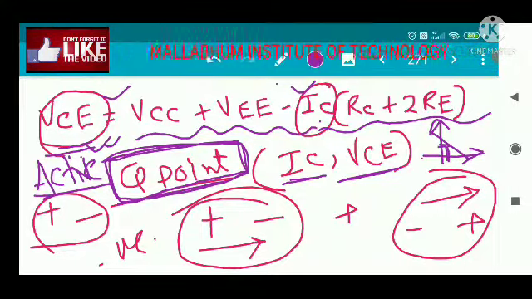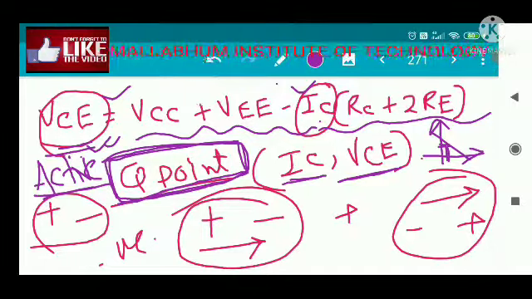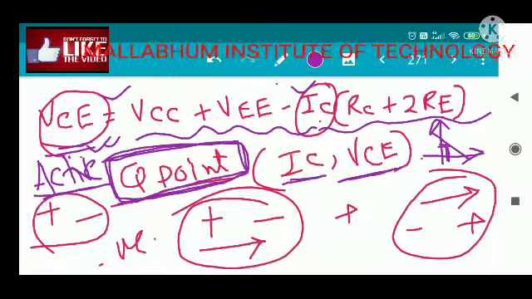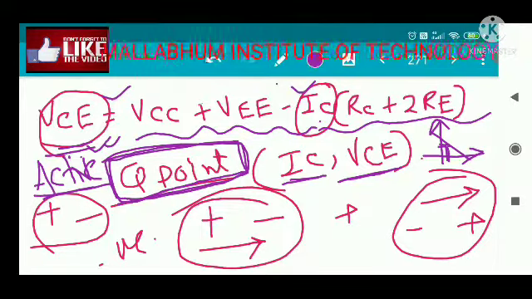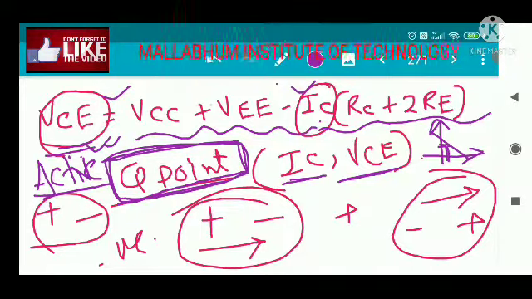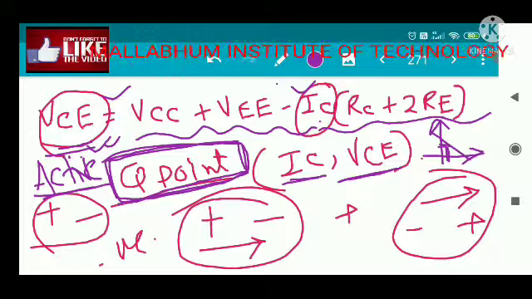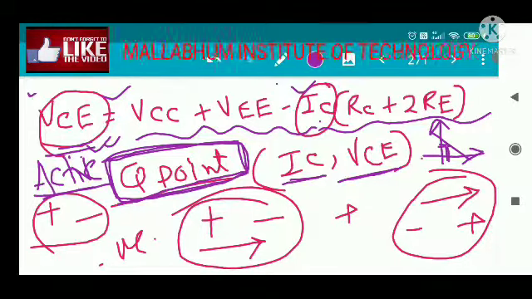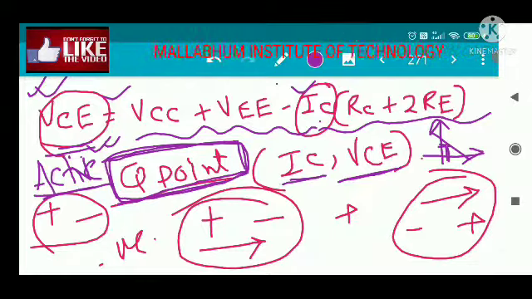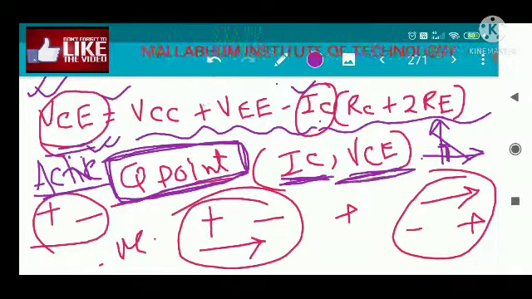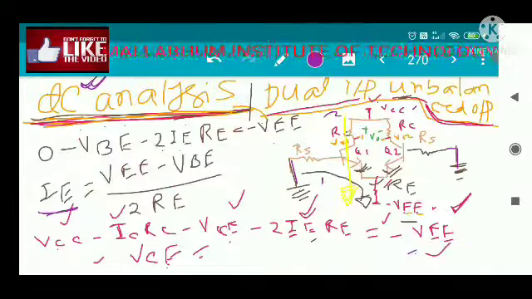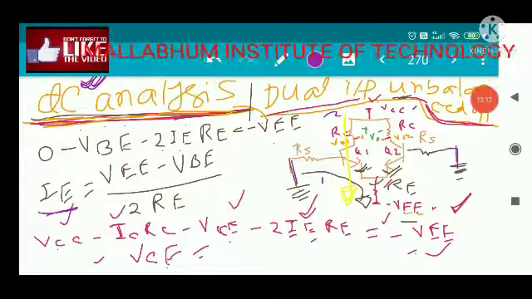So the DC analysis is required only because we want the circuit to be properly used as an amplifier, and for use as an amplifier we must place the circuit in the active region. For the proper placing of the Q point in the active region, or to operate the transistor in the active region, we must know the values of IC and VCE. Those are the two important values we require. So that's why we use this DC analysis.